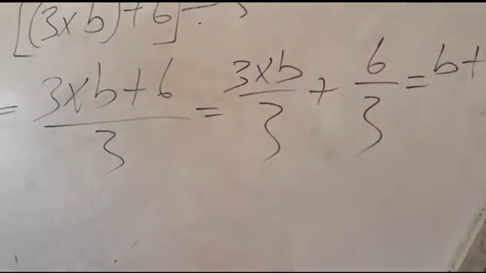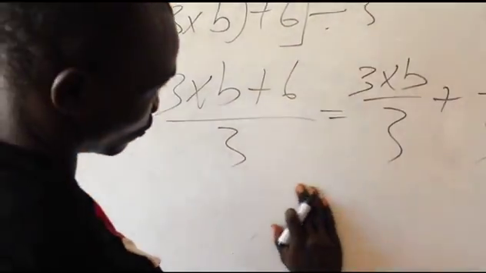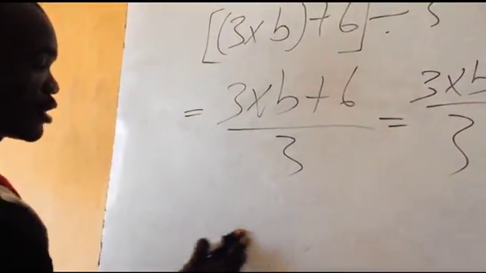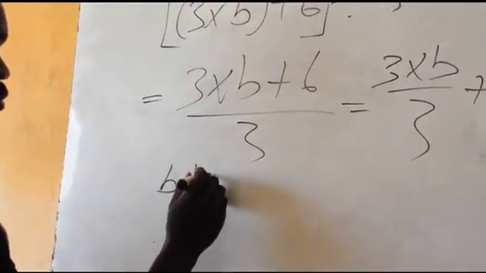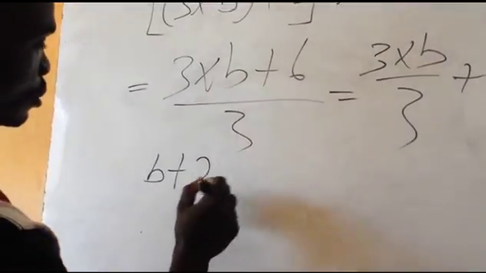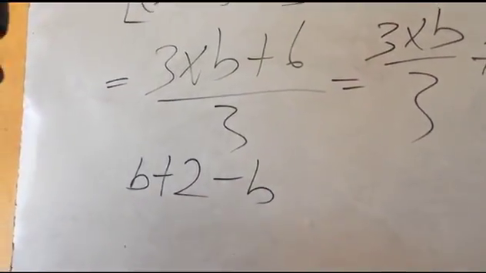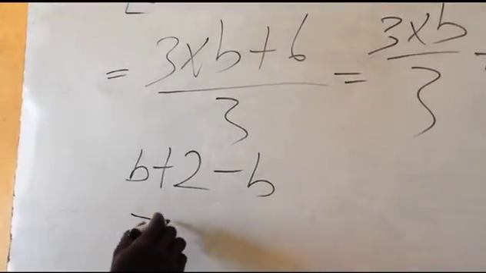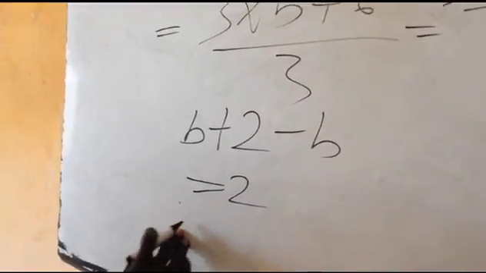And then last thing, they say, remove the number you first thought of. So the number you first thought of is b. So since we have b plus 2, and we are removing the number we first thought of, so b plus 2 minus b will be equal to 2. So this is our result.